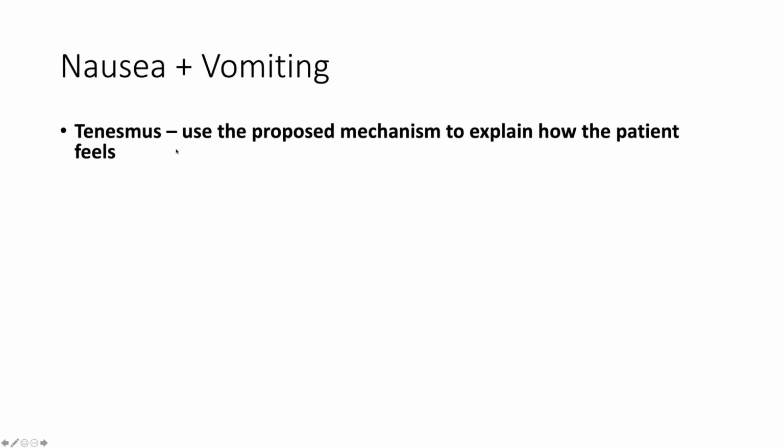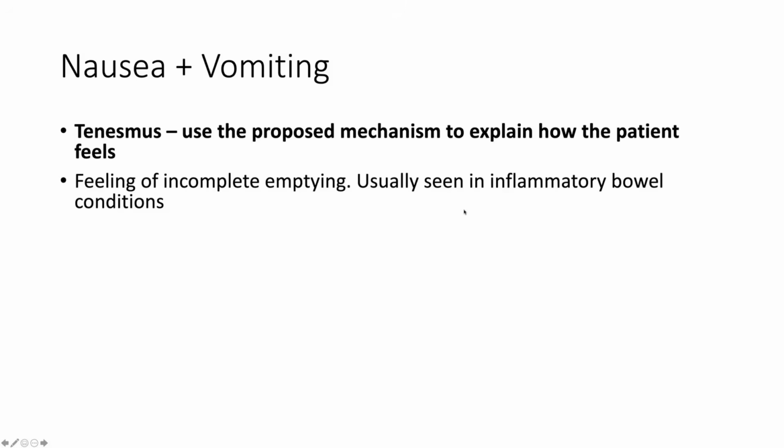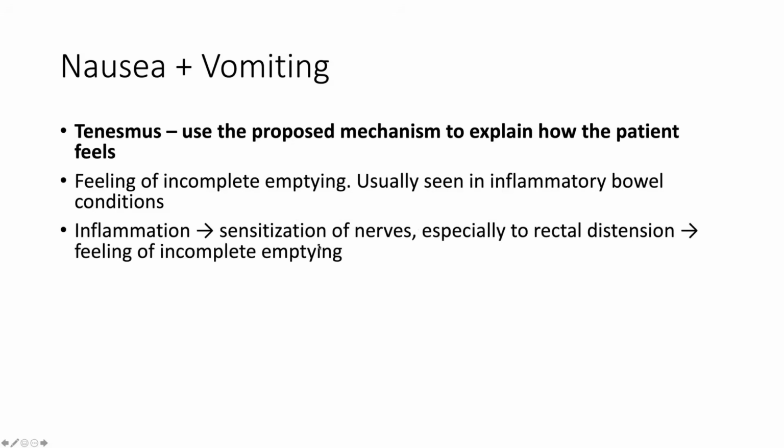So tenesmus. Again, tenesmus is the feeling of incomplete emptying when you're trying to poop. Use the proposed mechanism to explain how the patient feels. We're talking about how when you have inflammation and it causes increased stimulation, it can cause tenesmus. Yeah, exactly. Why would that make sense? I guess because if the bowels are moving too much, you can't properly get rid of all the poop. So maybe there is some effect of you can't get rid of all the poop. Oftentimes, though, I think that you don't have to invoke that. Remember that with inflammation, you get sensitization of the nerves, especially to rectal distension.